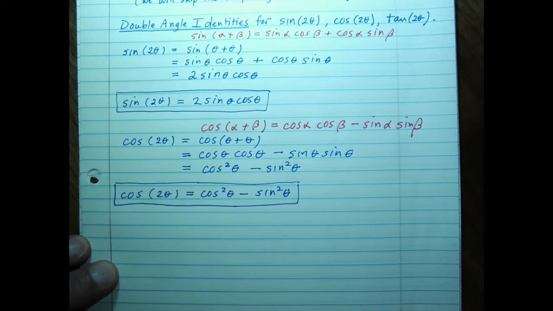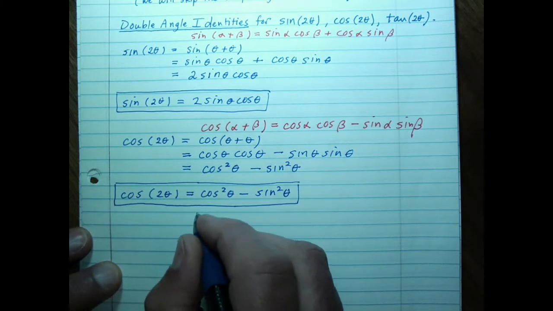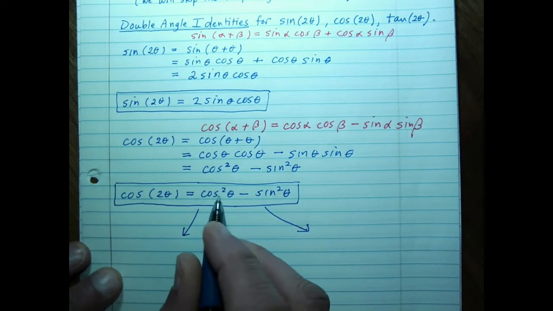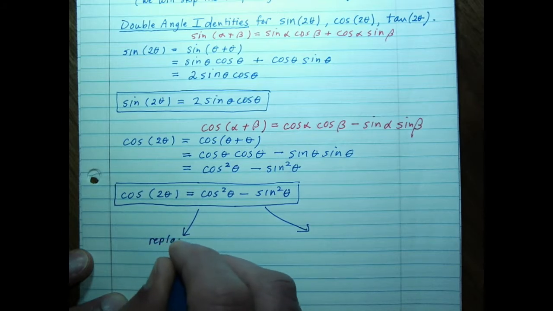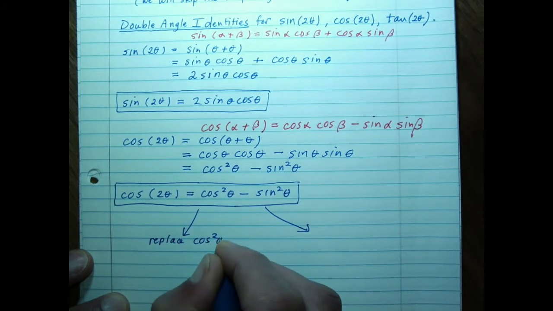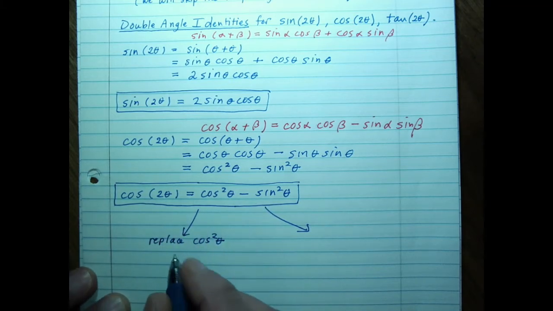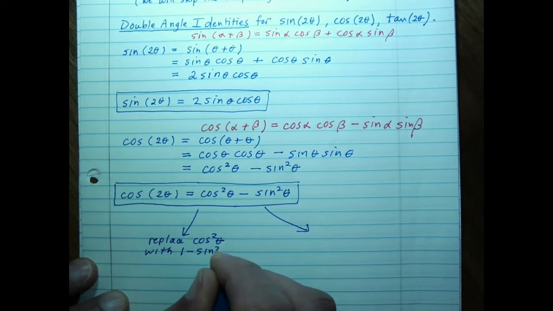Now what I'm going to do is I'm going to actually obtain 2 more versions of the double angle identity for cosine. And what we can do is we're really going to take this in 2 different directions. What I can do is I can replace cosine squared theta in this double angle identity for cosine with 1 minus sine squared theta.